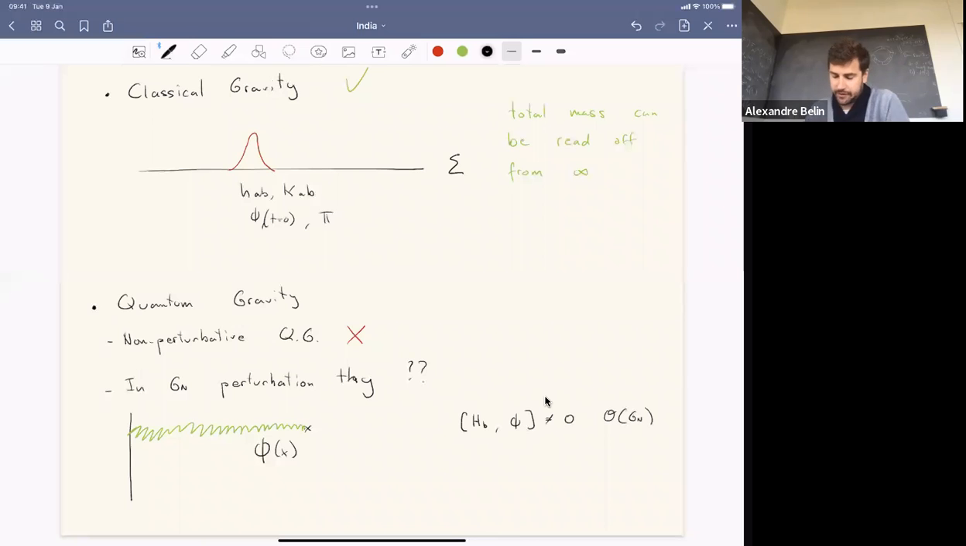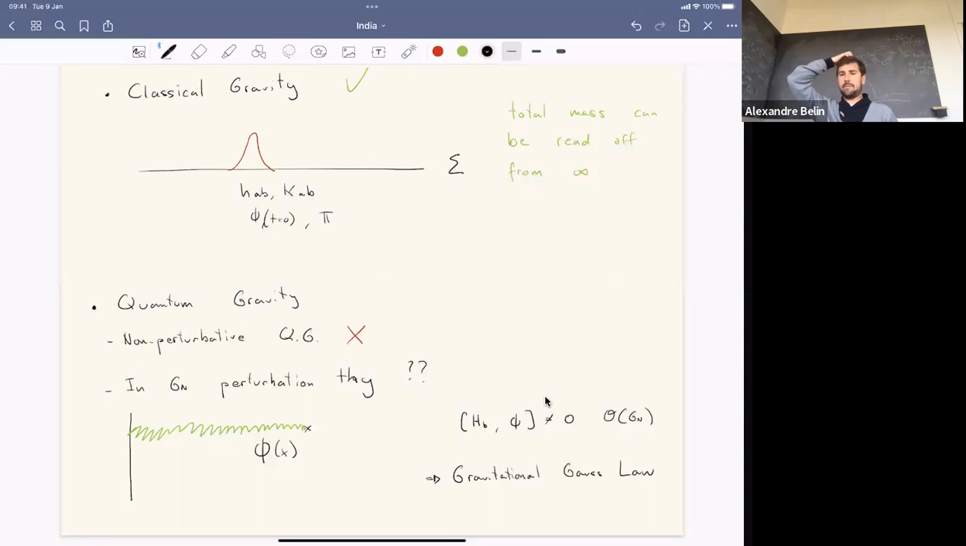This is the gravitational Gauss law. And unlike standard gauge theories that have both positive and negative charge, there's no negative charge in gravity. And so there's no way to screen this information, and it has to reach the boundary. So even in perturbation theory, there's this issue that you need to deal with, and it's not clear that you can deal with it.